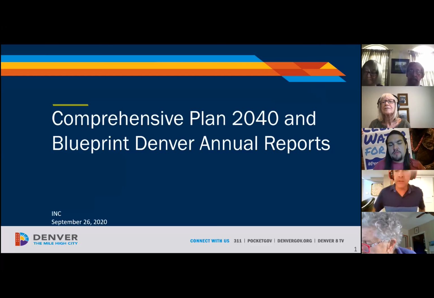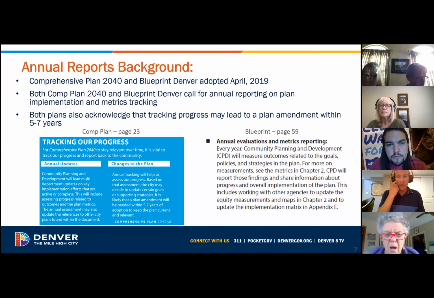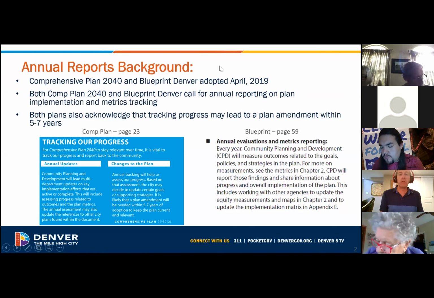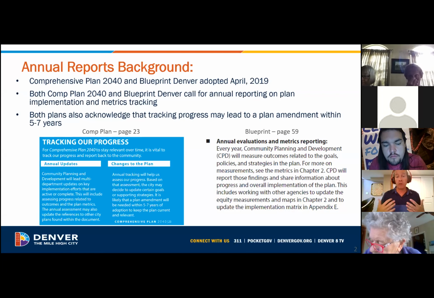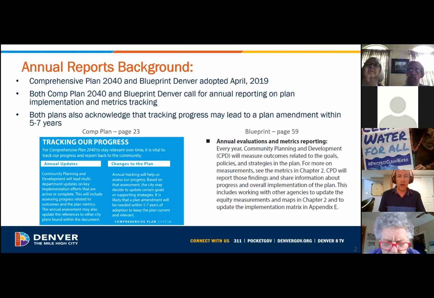I have kind of a mix of some slides as well as some web-based visuals here. So thanks, Sarah, for the intro, and just to give everyone grounding on how we expect to use these annual reports. As we know, the plans were adopted in 2019, and both plans call for annual reporting on plan implementation and metrics tracking. So we anticipated this type of effort on an annual basis, and also have in those plans the idea that tracking progress or lack thereof may lead to a plan amendment in a shorter time frame, at least at the strategy level, right? Like our strategies, our programs and projects actually moving the needle with these visions, and how can we track that? So those are in the plans themselves.